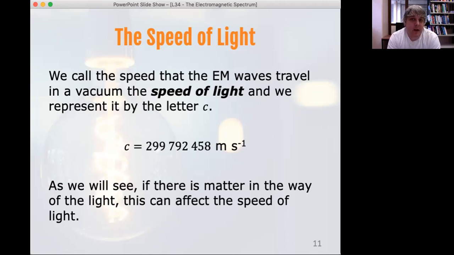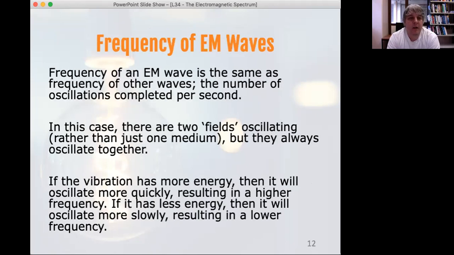So that's the speed of light, and it is true anywhere in the universe where there is a vacuum. We'll talk a little bit more about that when we get to the concept of light slowing down as it travels through a medium shortly.